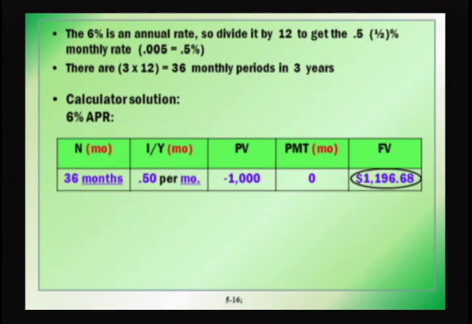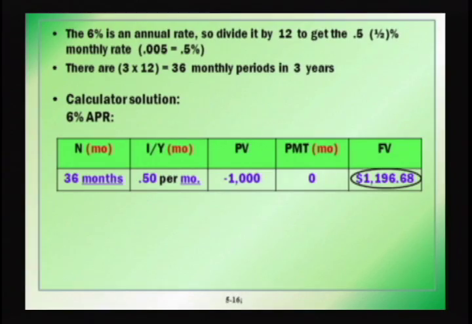So to solve that on the calculator at 6%, we would now do 36 months, 0.5 is my interest rate. My present value that I'm putting in is $1,000, and I'm going to calculate what my future value will be after 36 months. Notice when we're doing monthly, there are 3 segments that must all be the same. The N, the I over Y, and the payment. All 3 need to be the same. So if one's a month, the other 2 are also a month. If we make one annual, we make them all annual.